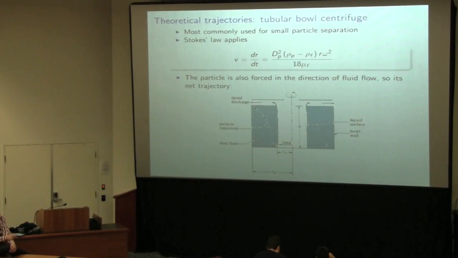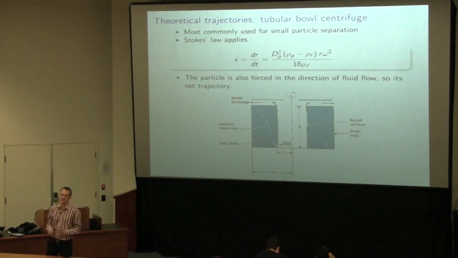Ramp up omega, so rotate faster, or use bigger particles. Larger particles will be forced to the wall much, much faster. Larger particles entering here would get to that wall in a profile that looks something like this. It would start over here, and larger particles would reach that wall much quicker than smaller particles.